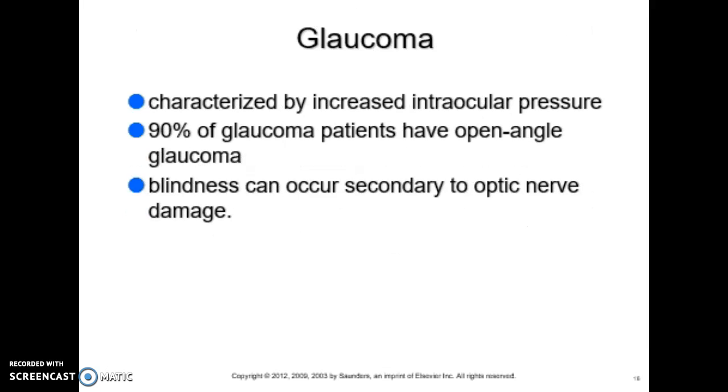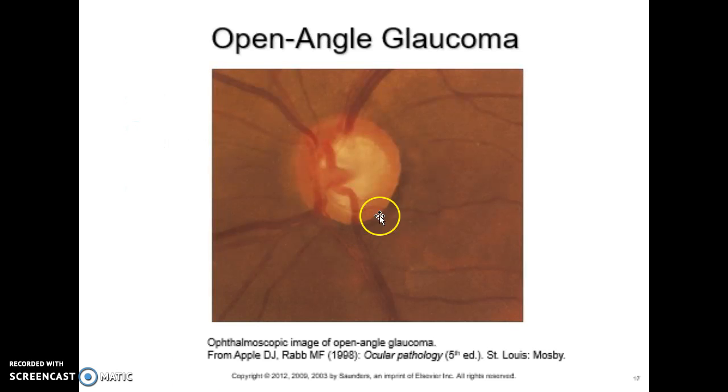Let's look more closely at glaucoma. So glaucoma is characterized by increased intraocular pressure. We talked about that earlier in the slides. 90% of glaucoma patients have open-angle glaucoma, and blindness can occur secondary to the optic nerve damage. We usually see a gradual onset, and it's typically treated with drug therapy. And the aim of this treatment is to decrease the intraocular pressure. Here you see an example of the open-angle glaucoma here.